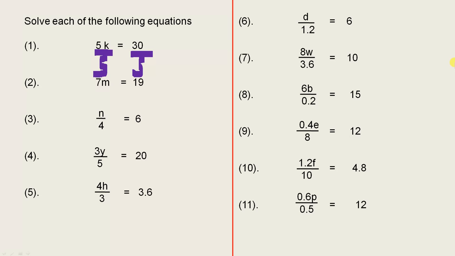So remember, whatever you do to one side of the equation, you must do to the other. So you either multiply both sides of the equation by the same number, or you divide both sides of the equation by the same number, because that way you keep the equation balanced.